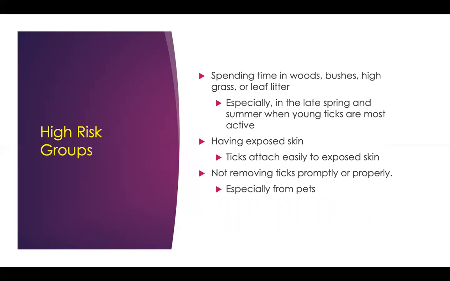In terms of the high risk groups, spending time in woods, bushes, high grass, or leaf litter is some of the ways you can have exposure to these ticks, especially in the late spring and summer when the ticks are most active. Having exposed skin is a major issue, especially when you're going in any of these woods or forests where ticks can attach easily to exposed skin and start drinking the blood, and that's how they infect the humans, as we discussed before.